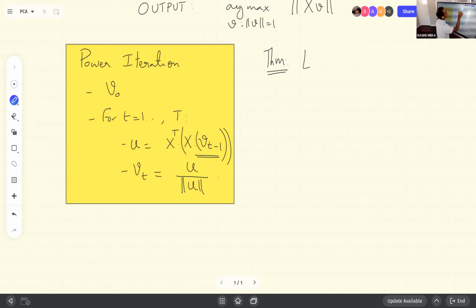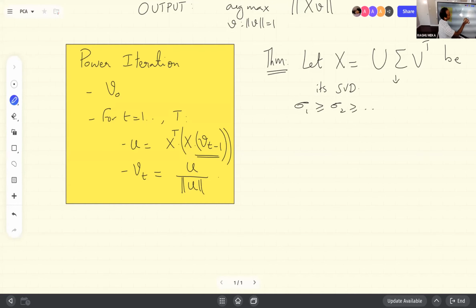So let X equal U sigma V transpose be its SVD. And suppose the singular values are sigma 1, sigma 2, all the way, some decreasing sequence. Okay, those are the singular values.